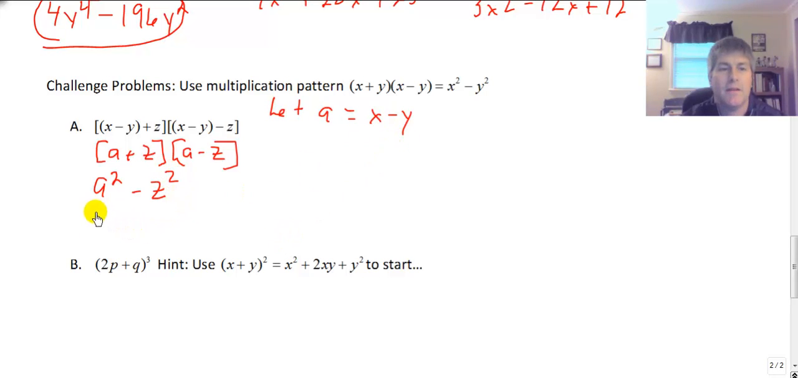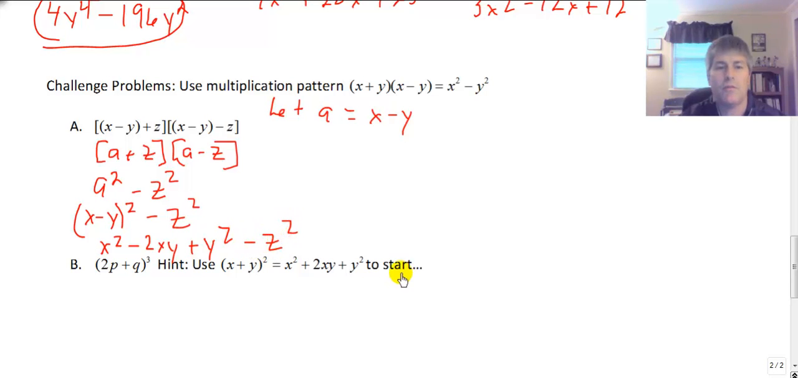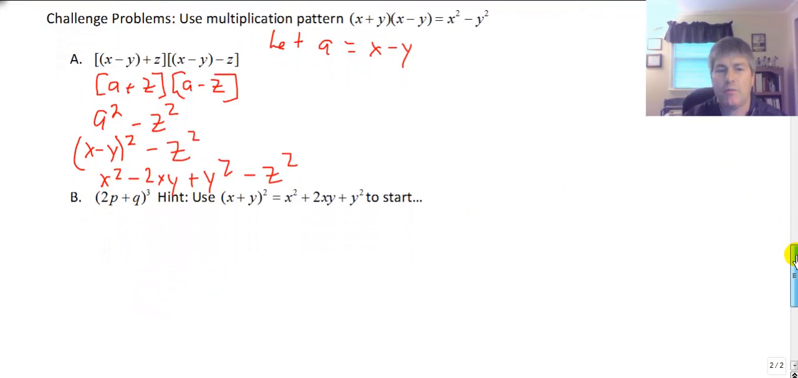Well, what's a? A is x minus y, squared minus z squared. Well, x minus y quantity squared, we have to go back to our other pattern. That's x squared plus 2xy. Well, it's not plus, it's minus. Minus 2xy plus y squared minus z squared. And we can do a similar thing with this other challenge problem.